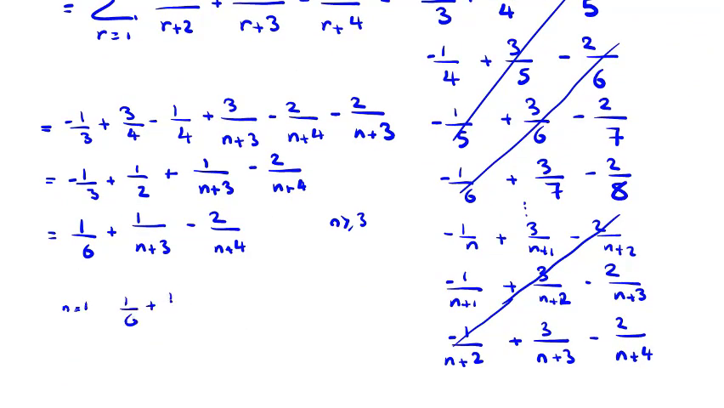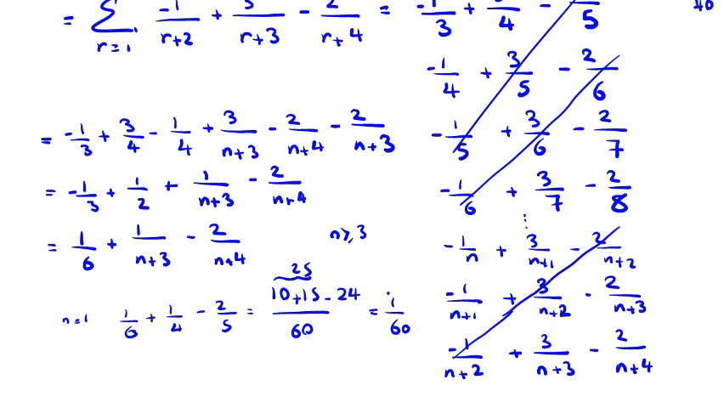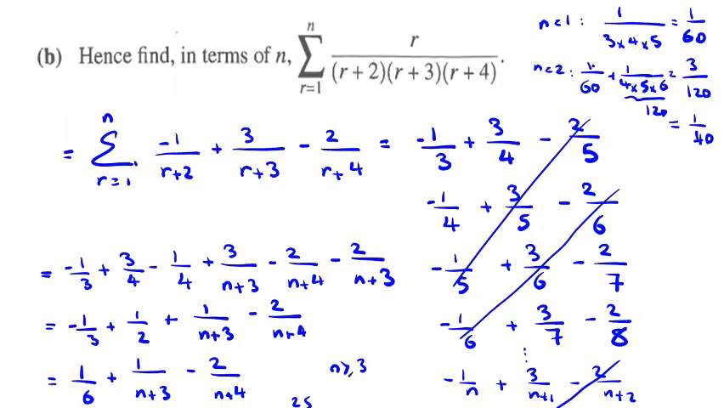If we check, it will be 1 over 6 plus 1 over 4 minus 2 over 5. And you can see if we consider 30, 5 over 6, 6, 5, 30, 60. It will be 10 plus 15 minus 2 times 12, 24. It will be 25 minus this. 1 over 60, let's check. We will see the first one is correct.